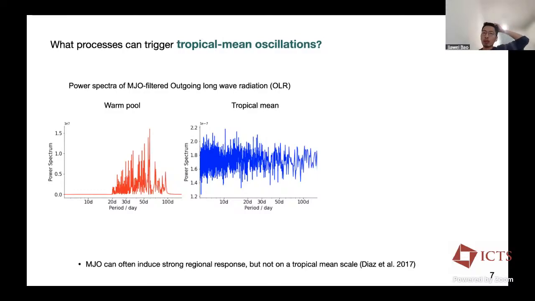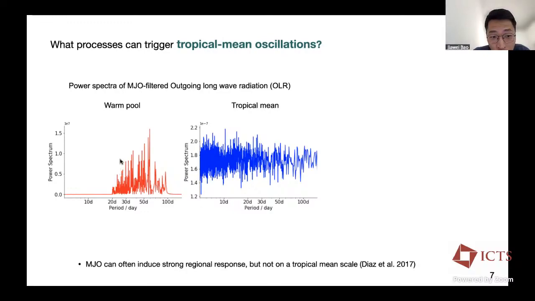So here we just look at the outgoing long wave radiation signal, which is filtered over the MJO frequency. Then we do a power spectra of this MJO OLR data. So we select the data over two different regions. One is over the warm pool region, which is a region where you always have active convection, shown in the figure on the left, and the other one is the tropical mean. We average data over the whole tropics and look at the signal.